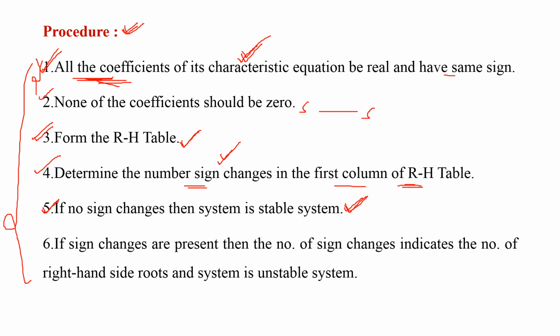Otherwise, if there are sign changes in the first column of the RH table, then we can conclude that the given system is unstable, and the number of sign changes in the first column gives the number of right hand side roots. This is the procedure for finding the stability of a system by using the RH criteria. Very simple procedure. Now by using this procedure, we are going to discuss some problems for finding the stability by using the RH criteria. Very simple and very important problems.